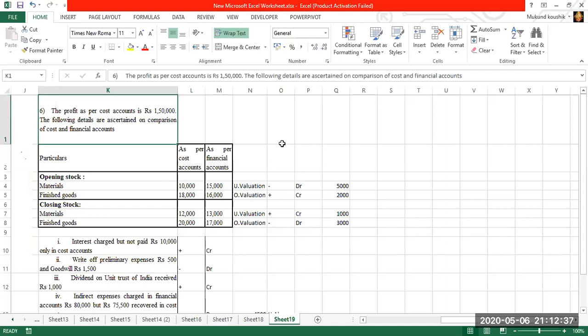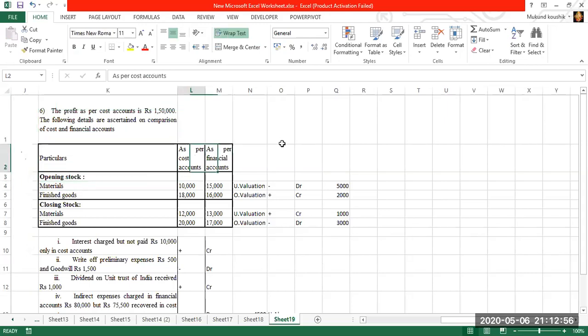Now in this case, we cannot start with profit as per financial accounts. Anyways, usually we start with cost accounts only. So in this problem also, the profit as per cost accounting will be the starting point. Now again to this cost accounting profit of 1,50,000 we have to add certain items and deduct certain items. Now they have given opening stock, and they have given the amount as per cost accounts and the amount as per financial accounts. Now look at this table carefully.